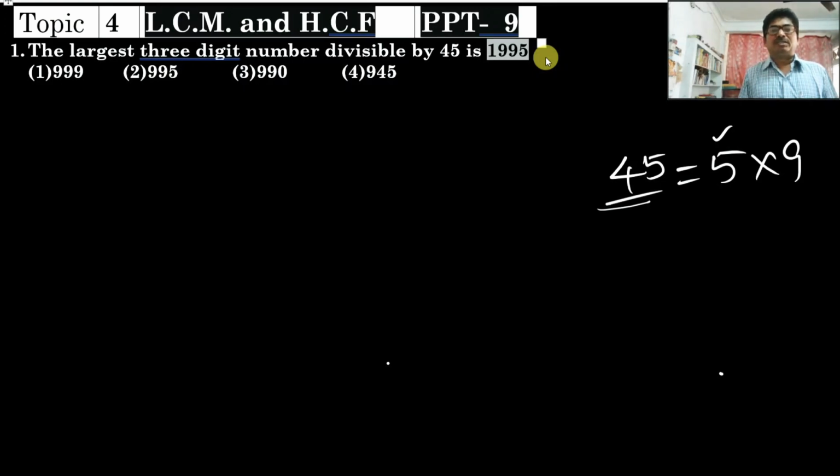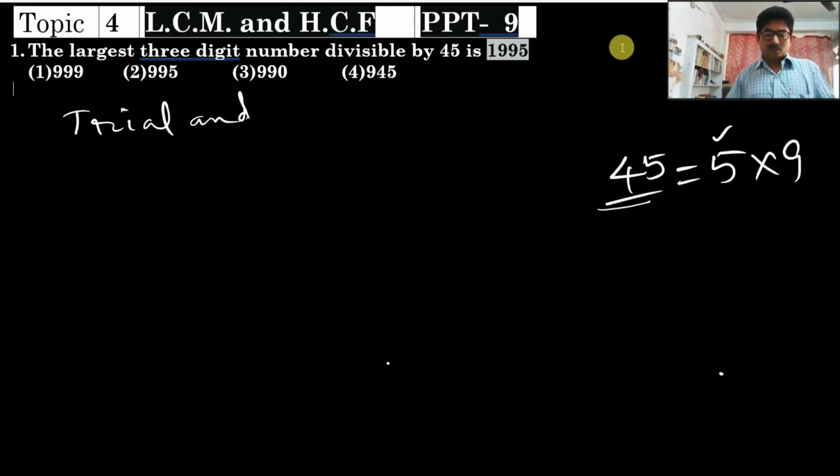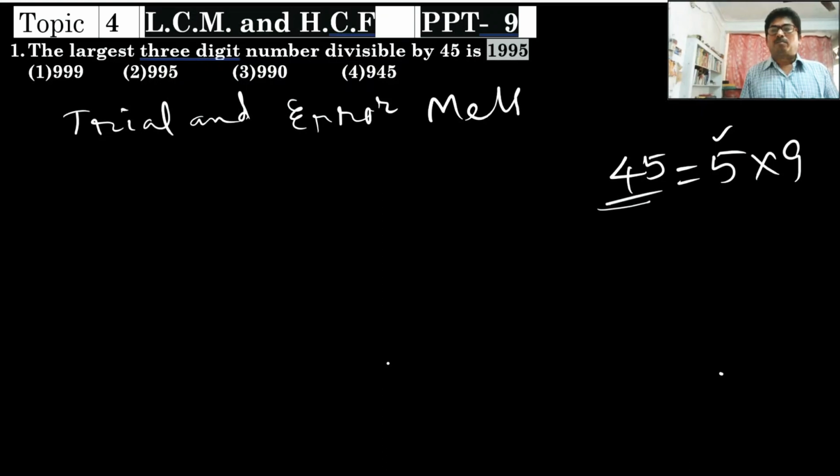In this, which is the largest one? 995 is the largest one. This is the trial and error method, children. By the trial and error method, we can choose the correct option.